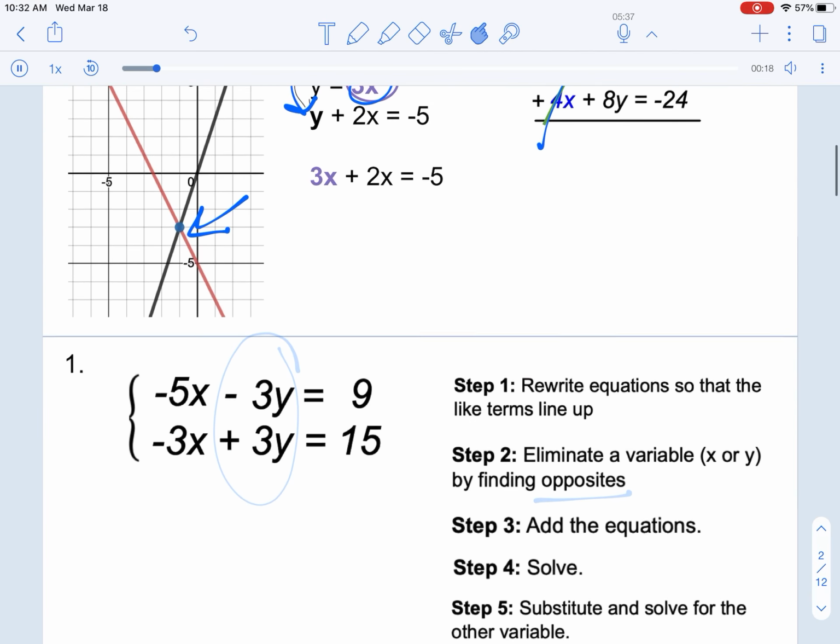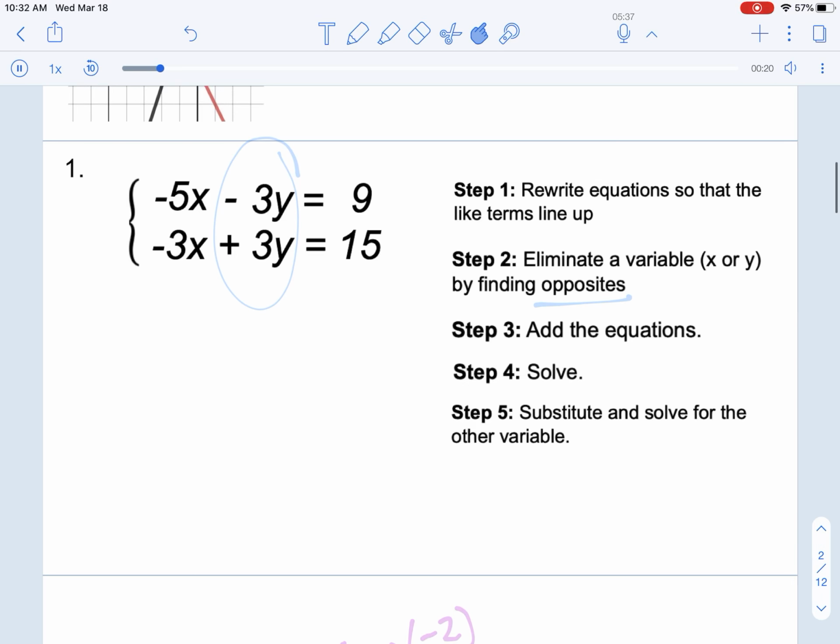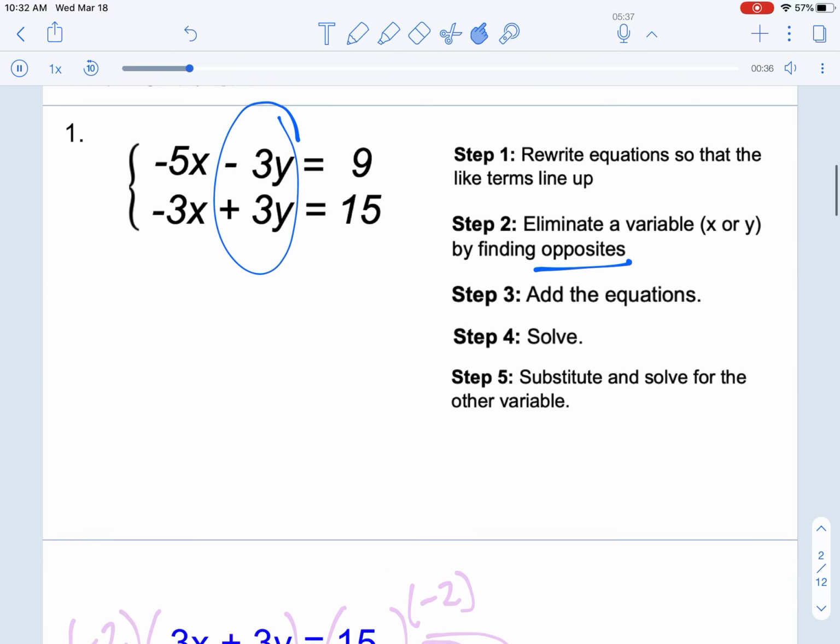In previous examples, our equations were already set up with opposites. In this case, the 3y and the negative 3y are going to zero out, and it's easier to solve for the x. In order to figure out how to solve systems that don't have opposites set up, we have to look at a single equation first.